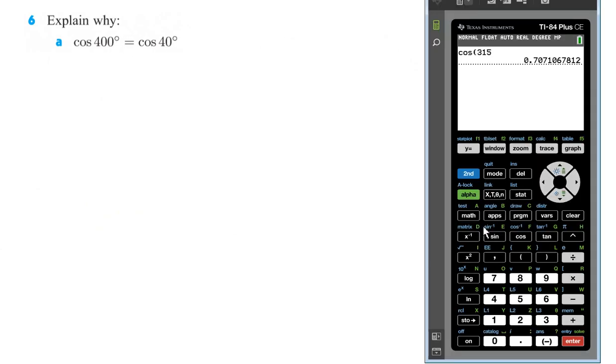moving on. Number 6, explain why cosine of 400 equals cosine of 40. So just really quick to show how that's working, cosine 400 is 0.766, and then if we do cosine of 40, look, we get the exact same number. And the reason why is if you take 400 and subtract 360 degrees, guess what? That's the same thing as cosine of 40.